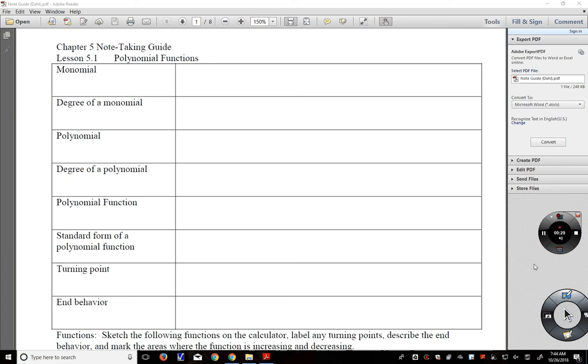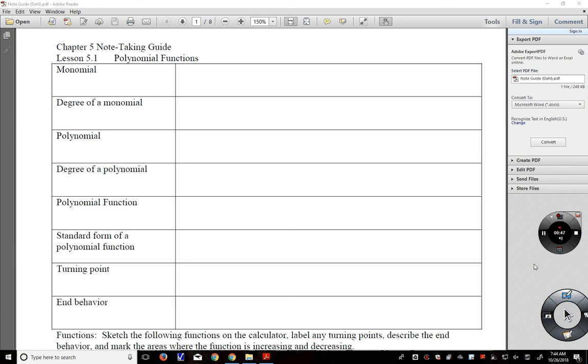So we're going to talk about monomial, degree of a monomial, polynomial, degree of a polynomial, function, how to write it in standard form, turning points, and end behavior. Okay, so we're going to try and use those things as we go through the stuff that we're looking at.